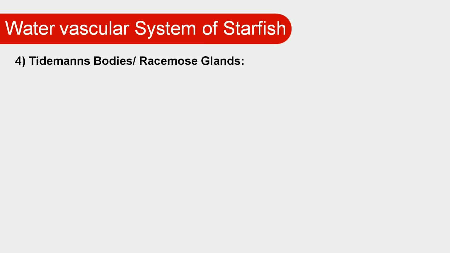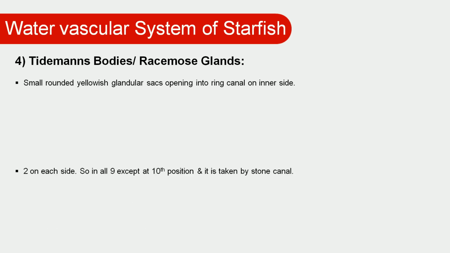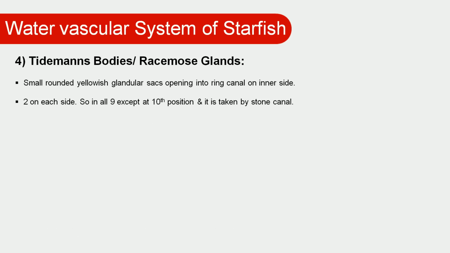Here the globular granule-like structures are the Tiedemann bodies, and the racemose glands. The racemose gland is a small yellowish glandular structure, and it also opens into the inner side of the ring canal. Between every two arms there are two Tiedemann bodies, except where the stone canal is connected. That position is replaced by the stone canal. That means the ring canal has nine Tiedemann bodies, and the tenth is replaced by the stone canal structure. The cavity is divided into a number of chambers, and it opens into the inner side of the ring canal.